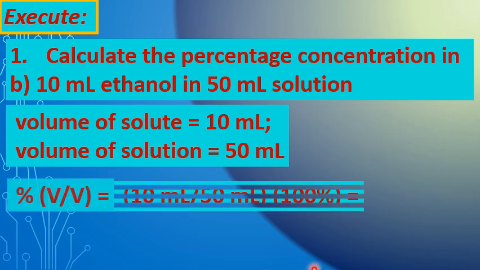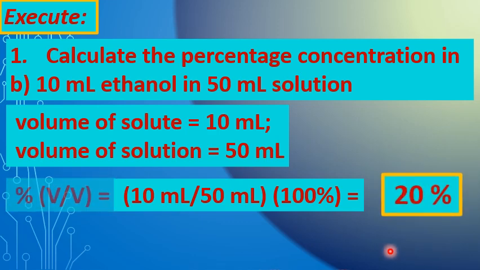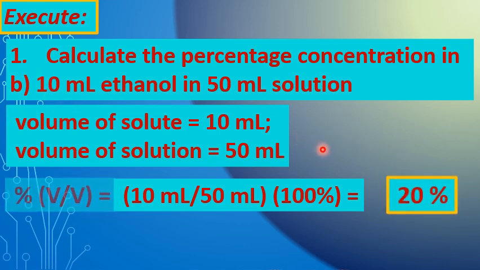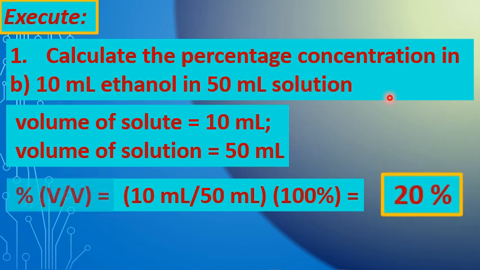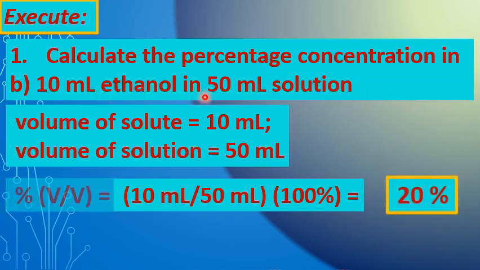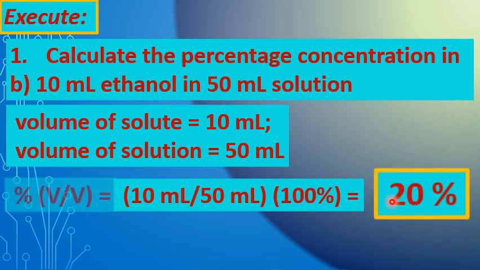So we simply divide the volume of the solute, which is 10 milliliter, by the volume of the solution, 50 ml, and then their quotient will be multiplied by 100%. So we will get the percent volume to volume equal to 20%, which is the answer to question letter B, or it represents the percentage concentration in 10 ml ethanol in a 50 milliliter solution.